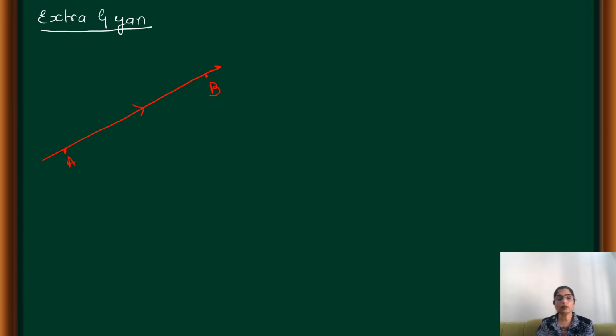But we can't forget the fact that a line is made out of infinite points, correct? That means we can take A and suppose C. I can take C and D. This can be P, this can be Q. We can pick up any points. How many pairs can we get? Infinite pairs, yes or no? So I can have AC, AD, AP, AQ, AB, CD, anything.